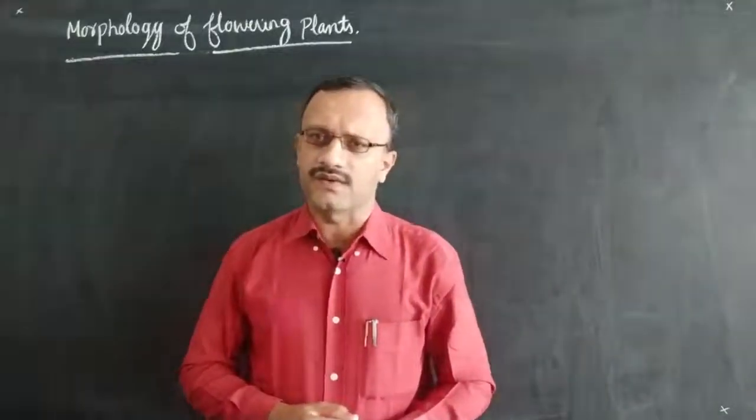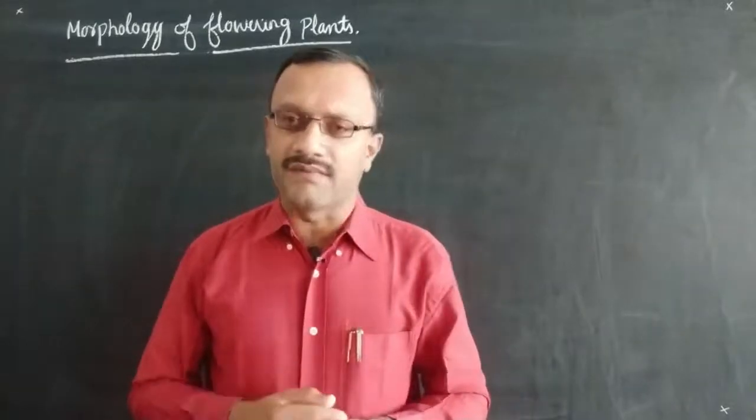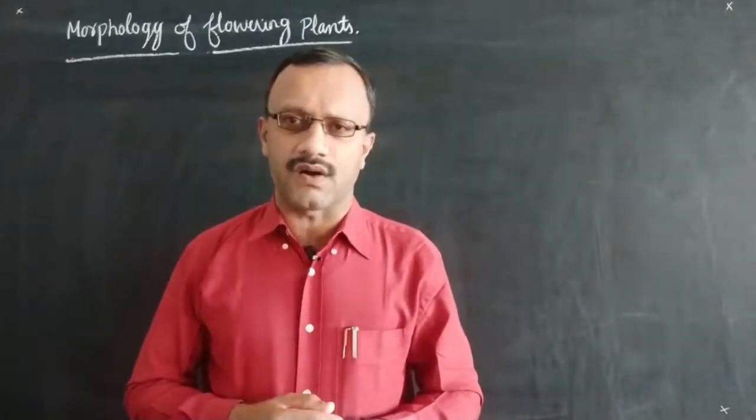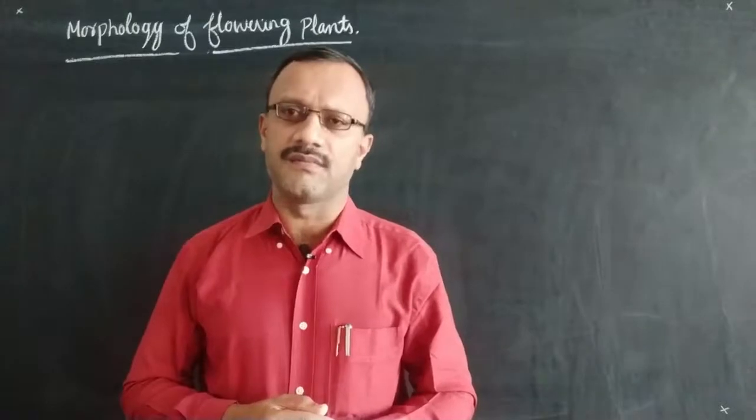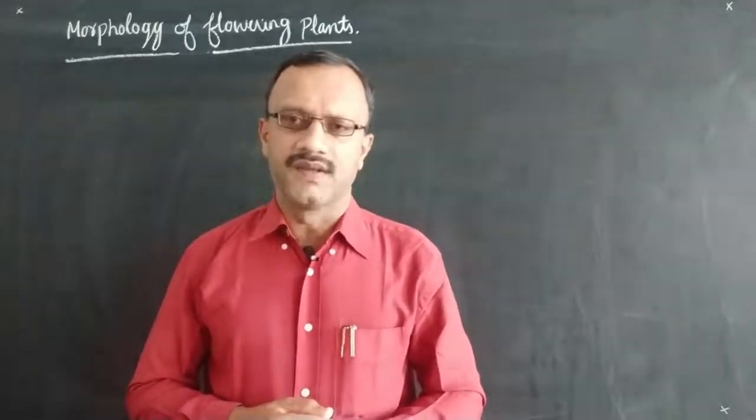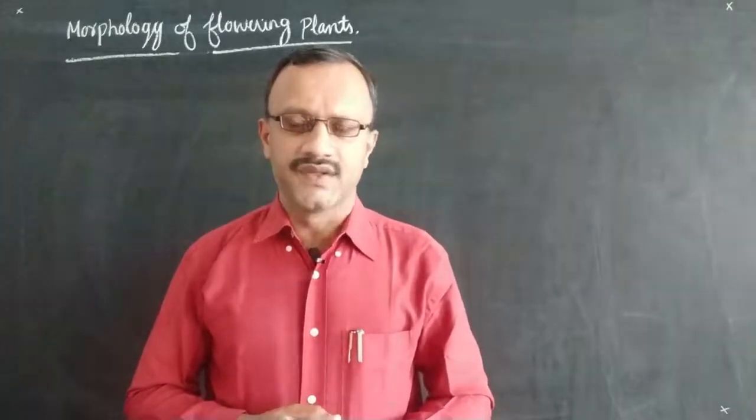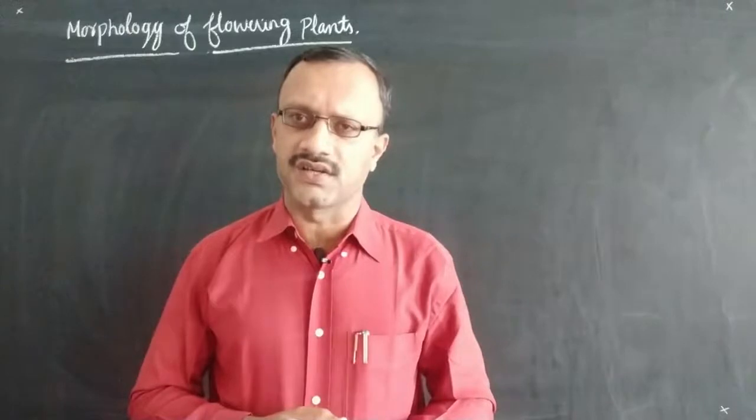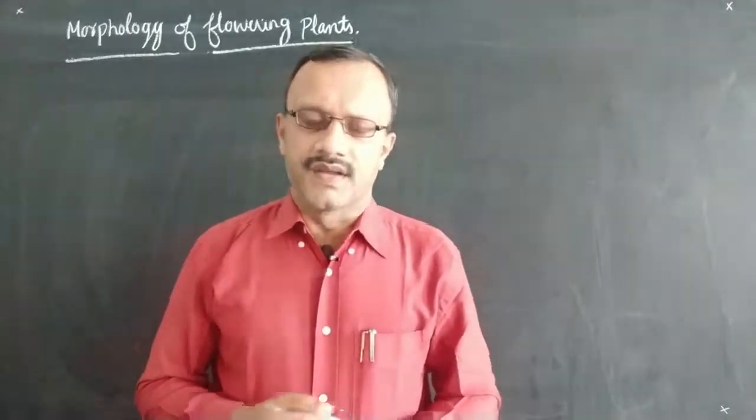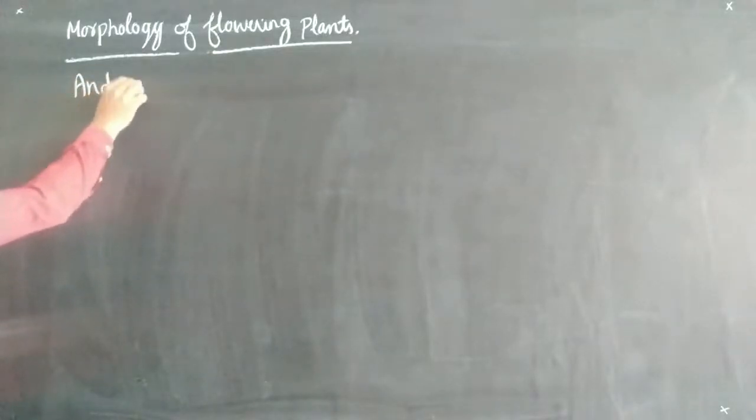To carry out sexual reproduction in the flowering plant, the flower bears 2 sex organs. That is, one is called the male sex organ and another is called the female sex organ. These 2 organs will produce the gametes, which are meant for sexual reproduction. In that, we'll discuss the first one, called androecium.